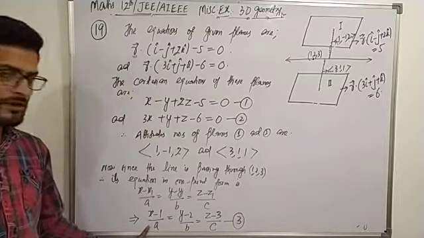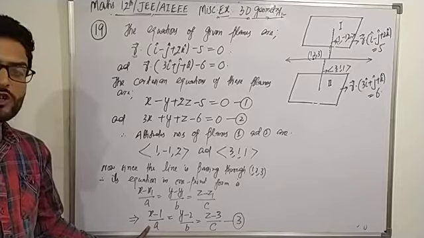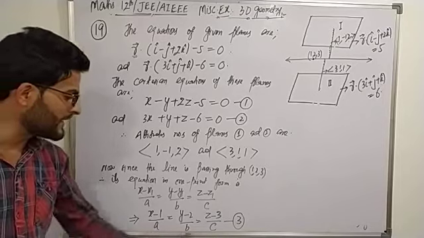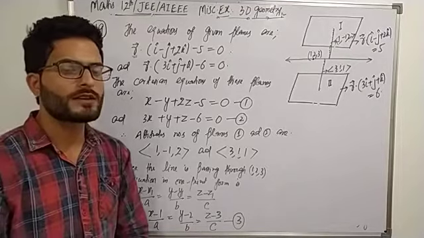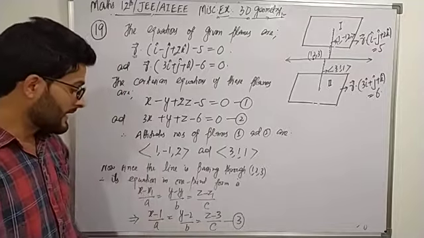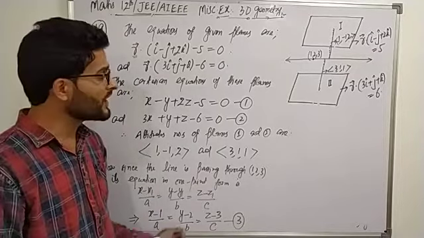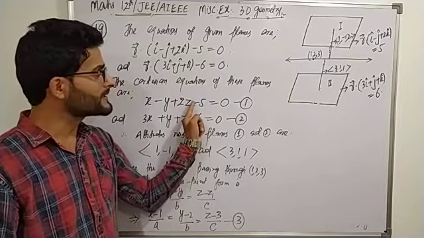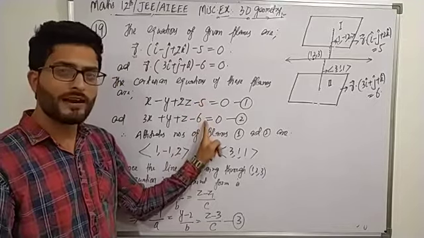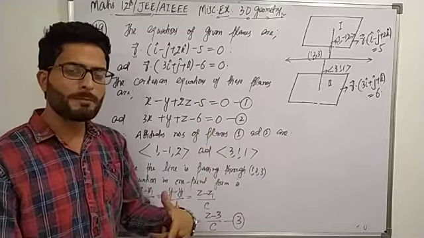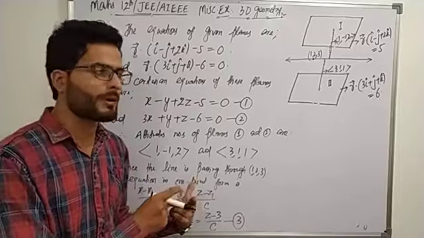Now this equation number 3 would be the required equation of the line, but in that we have a, b and c, so we need to calculate the values of a, b and c. Now it is given that the line 3 is parallel to planes 1 and 2, so it must be perpendicular to their normals.